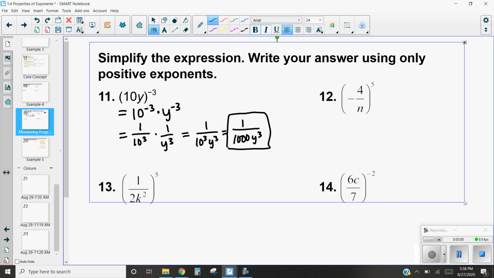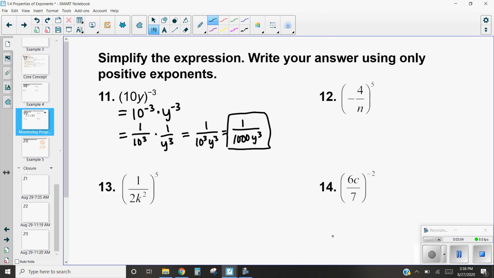Now let's take a look at the power of a quotient for these next examples. So this next one is negative 4 over n to the power of 5. Now this negative either has to go with the top or it has to go with the bottom, but it can't go with both.